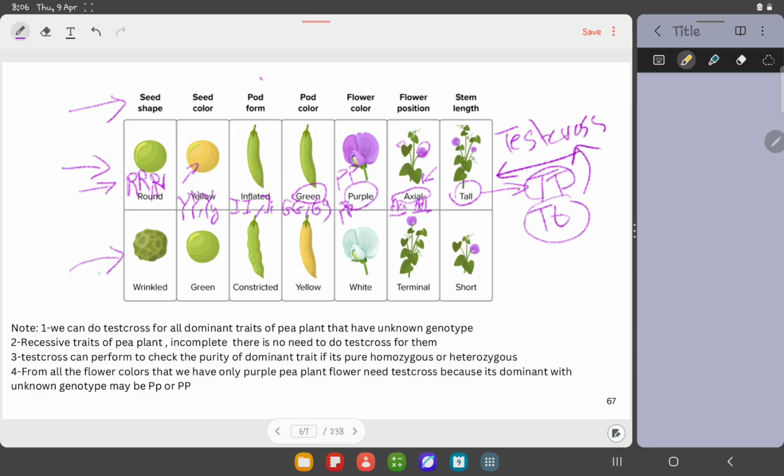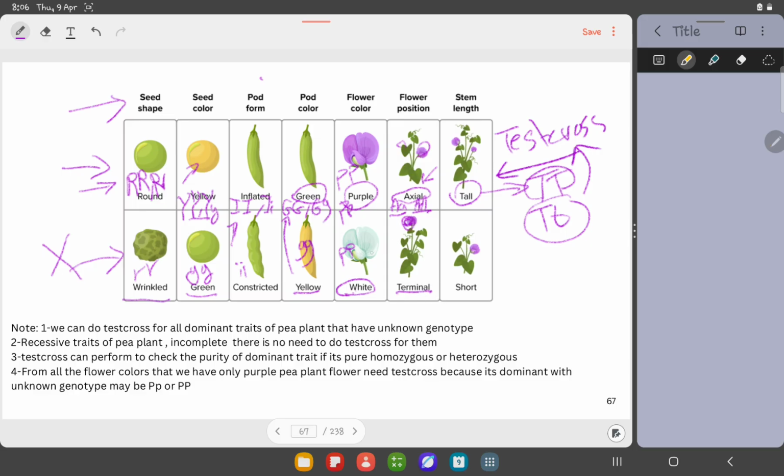But for the recessive ones, we cannot perform the test cross because we already know their genotype. For example, we know already that the wrinkled seed is small r small r, and the green seed, because it's recessive, is small y small y. The constricted pod is also recessive, small i small i. The yellow pod is the recessive of pod color, so it will be small g small g. What about the white flower? The white flower is small p small p.